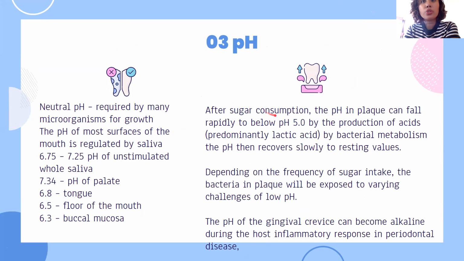However, guys, after sugar consumption, the pH falls. Biglang nagiging acidic ang bibig kasi of the production of acids. Why? Because your bacteria utilize your sugars and convert them into acids. Hence, the fall of pH. Depending on the frequency of sugar intake, bacteria and plaque will be exposed to varying changes of low pH.